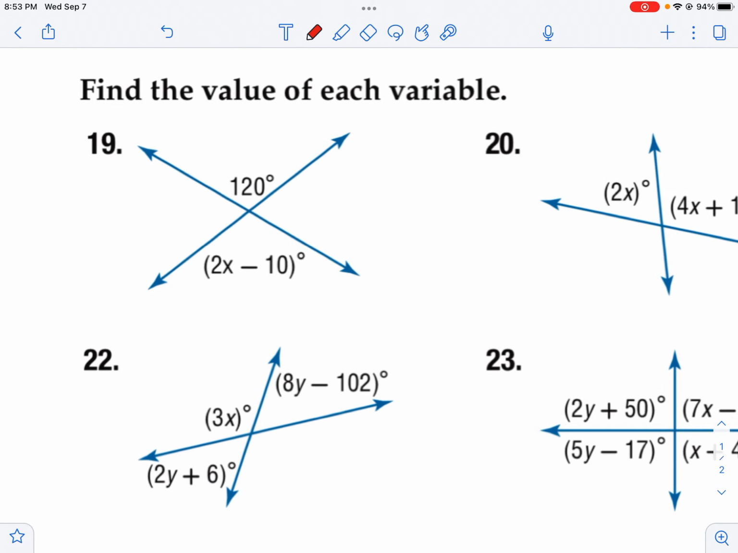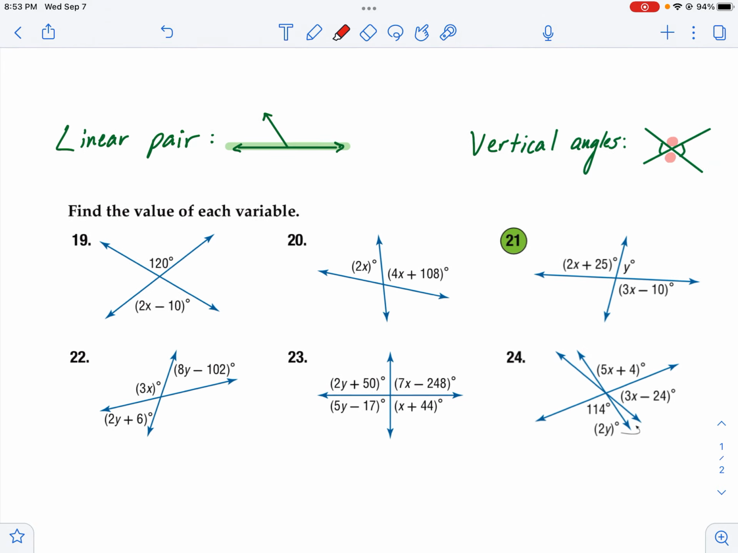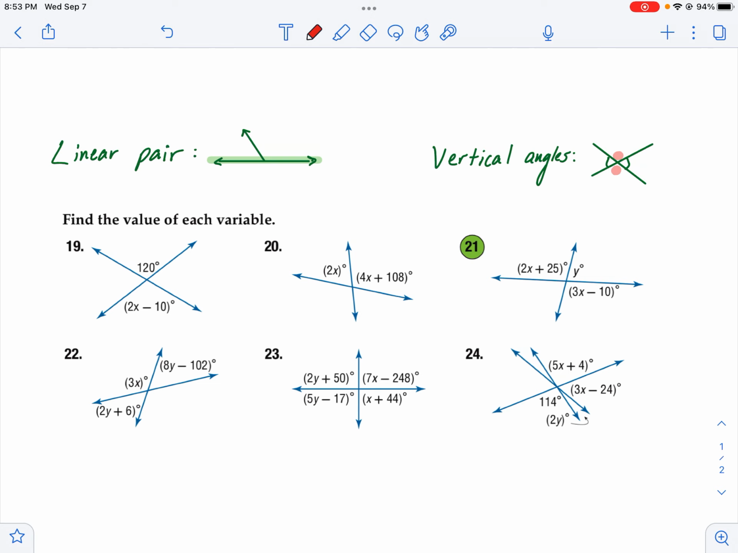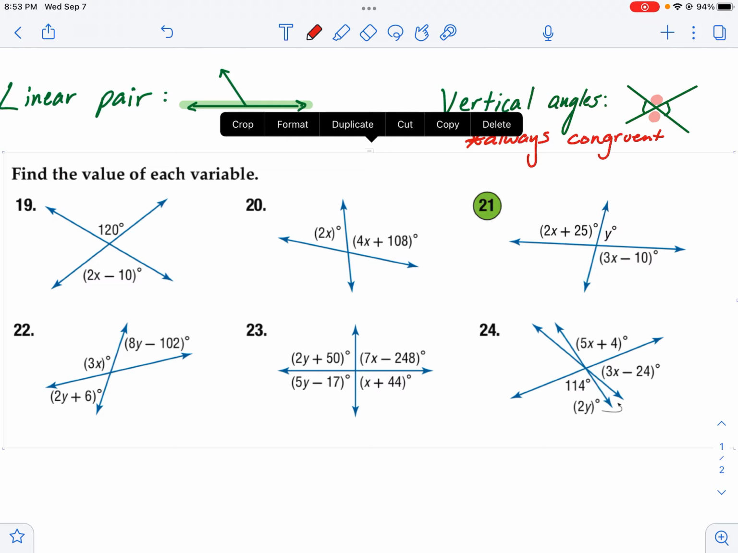So let's try a few here. Find the value of each variable. Well, first I need to classify what kind of angles I have. I have vertical angles. What do I know about vertical angles? Vertical angles are always congruent. They're always equal to each other. If they're across from each other, like the top and bottom, or the left and the right angles, those angles will always be equal to each other, or congruent to each other.